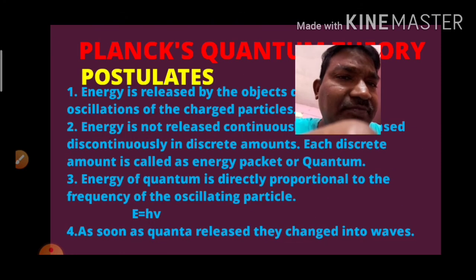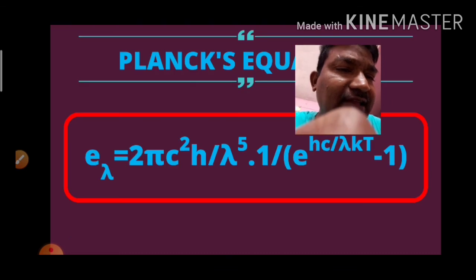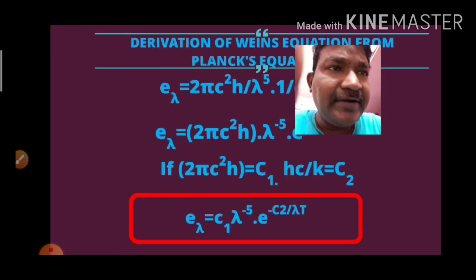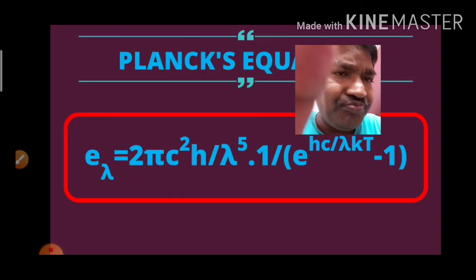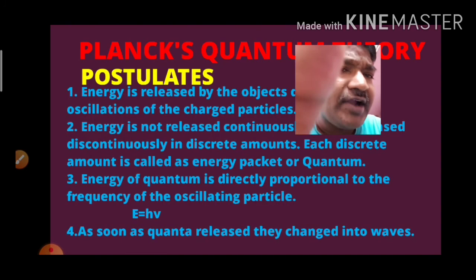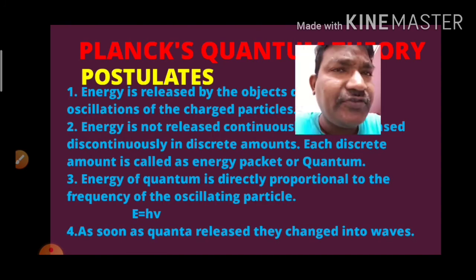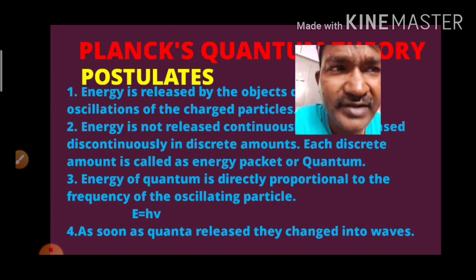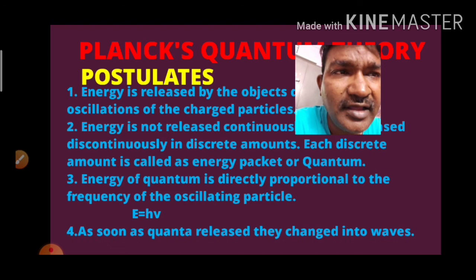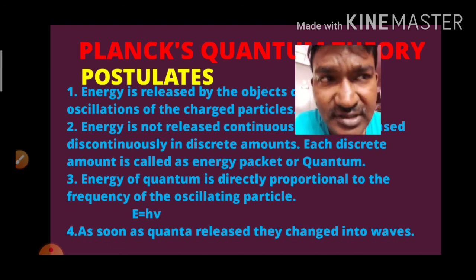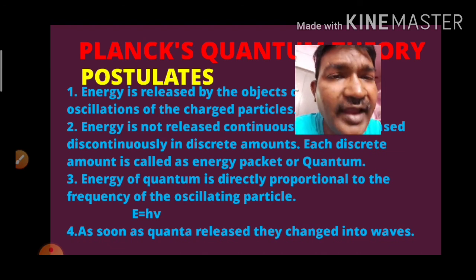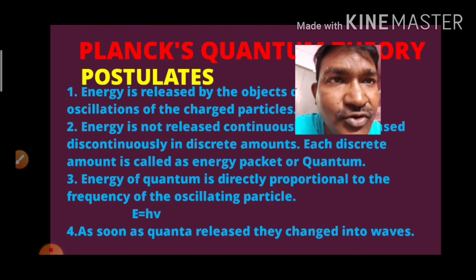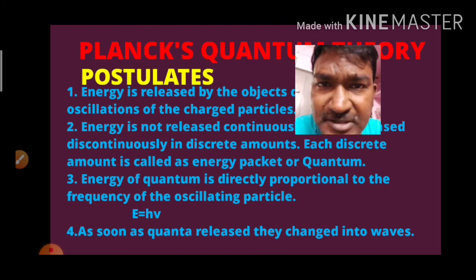And Einstein completely changed this idea. Einstein said that the quanta do not change into waves and they remain in the form of particles only until they are observed by other objects or substances. That is the idea added to Planck's quantum theory by Einstein.